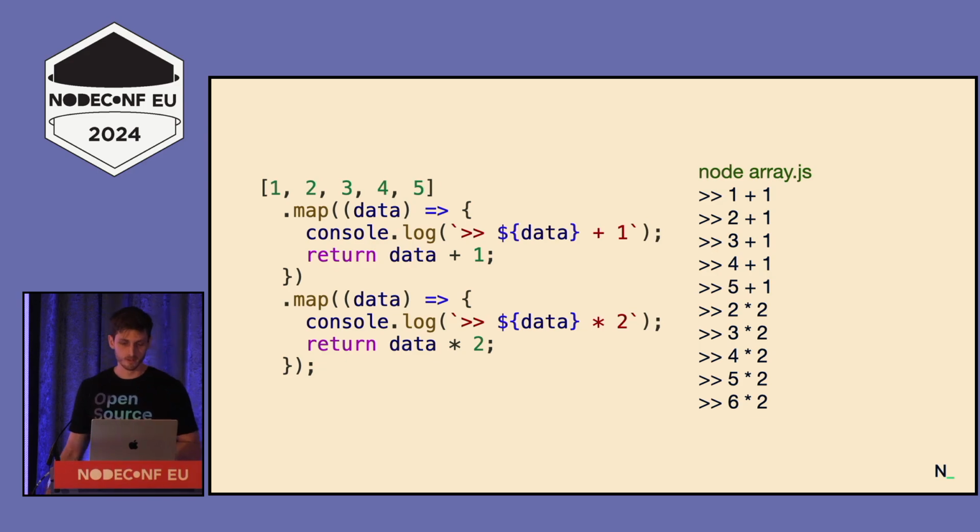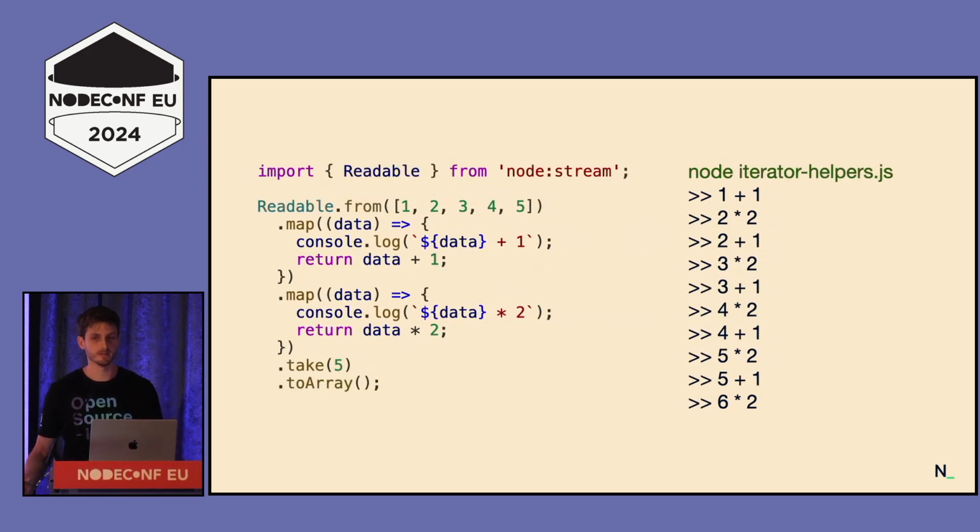pretty quick. But if we use the readable way, the async iterator way, they are lazy. These iterators are lazy, so they only produce the data when they actually need to. That's why we need the take 5 to array, so we actually force it to produce the data. But we can see something different in the output, and it is that for every element, it's running all the operations, which means it doesn't need to reproduce the whole array. It can just take one element, do all the operations, and output it without having to do all of that.